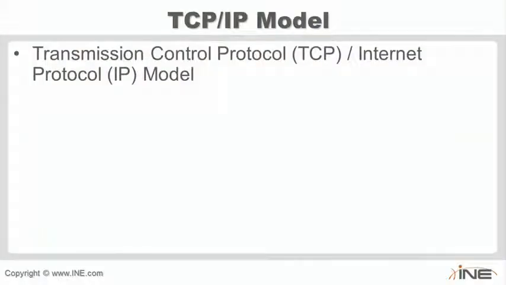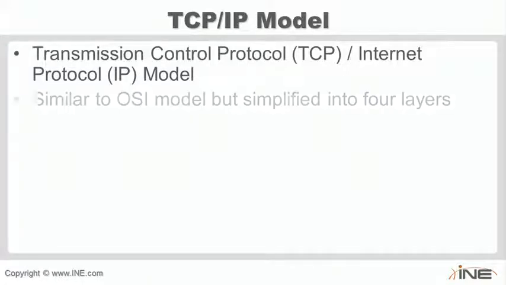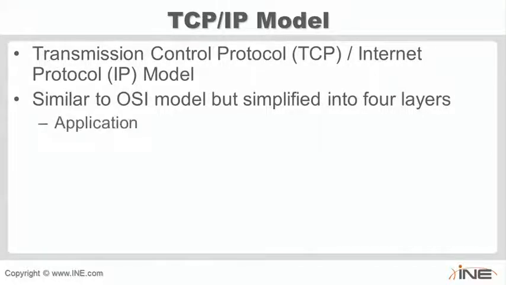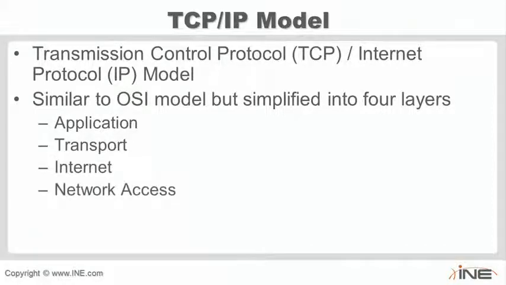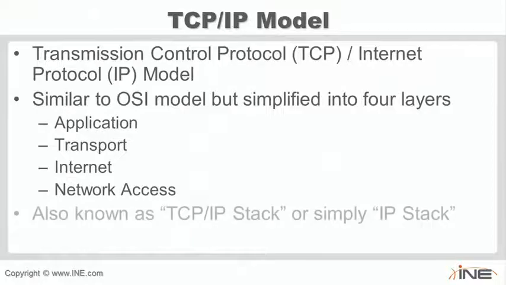Where this OSI model, it originally wasn't directly designed for TCP and it wasn't directly designed for IP. They came up with their own model that was similar to this, but it's simplified into just 4 layers. Where instead of the full 7 of OSI, we have just 4 that are application, transport, internet, and network access. And these 4 together, they make up what's known as the TCP/IP stack, or basically the IP stack.